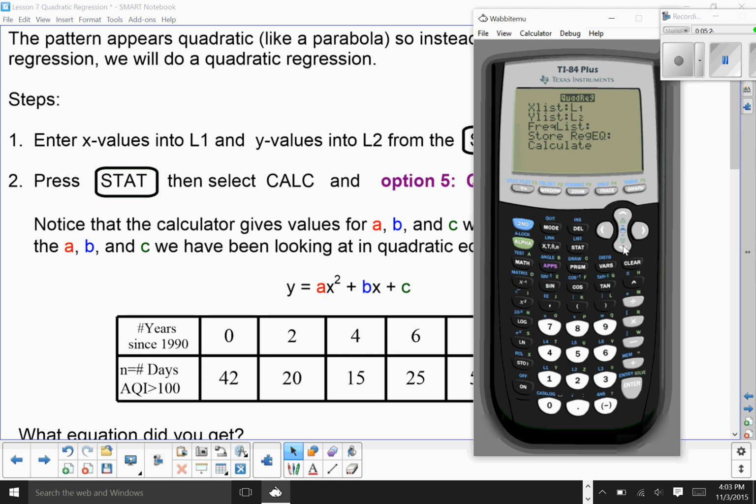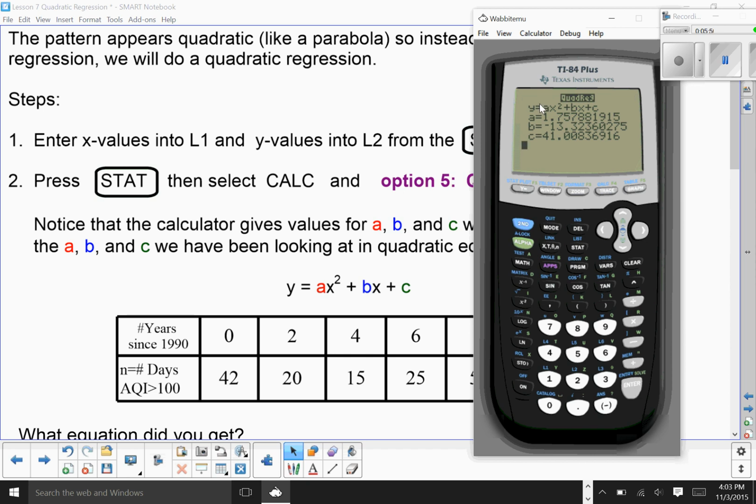And remember, I can come down and store my equation. I want to store my equation in a variable, so Vars, in a Y variable, so I arrow over, and it's a function, so I just hit enter, and I want to store it in Y1. This is just so later on, if I want to make a prediction, it'll make life a little bit easier. I come down and I calculate.